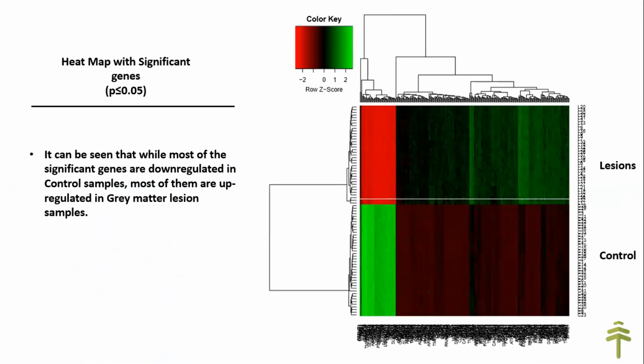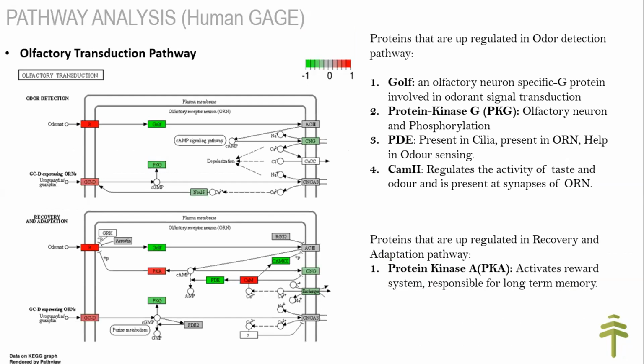This is a slide depicting the heat map with significant genes. I had selected significant genes with p-value less than or equal to 0.05. In this heat map, it can be clearly seen that most of the significant genes are downregulated in the control samples, whereas most of them are upregulated in gray matter lesions, which is a clear indication that in lesions, something is upregulated which leads to the formation of inflammation, or rather, lesions.